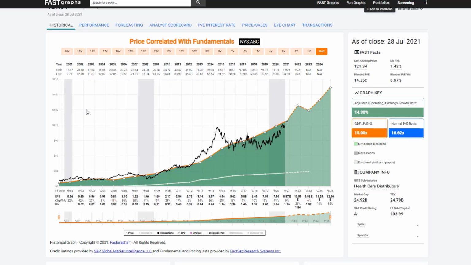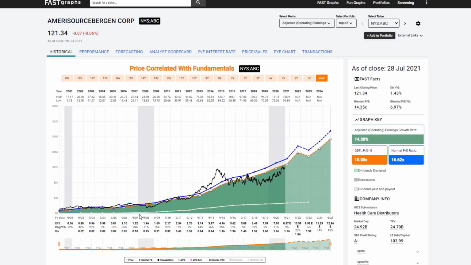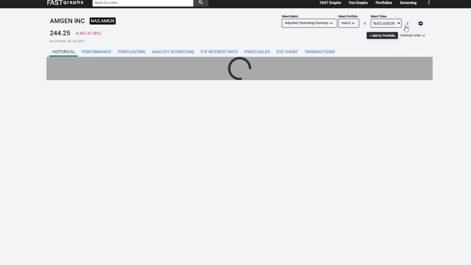But when you put it into this context, what FastGraphs does for you is really illustrate that very quickly and very succinctly, because market value and intrinsic value are not the same thing. Nevertheless, with this first example, you see that the 15 PE ratio that Professor Mock taught us and talked about is really extremely relevant. You can see how the price correlates to that. So let's go ahead and look at another example.